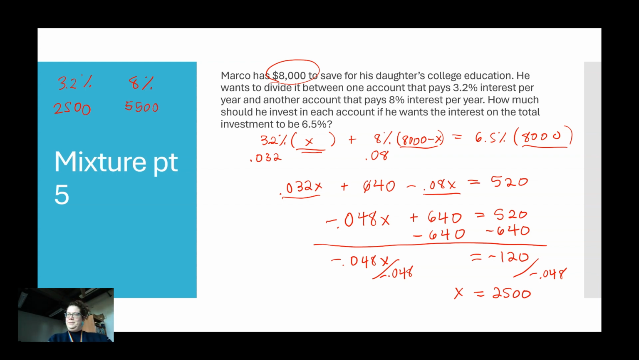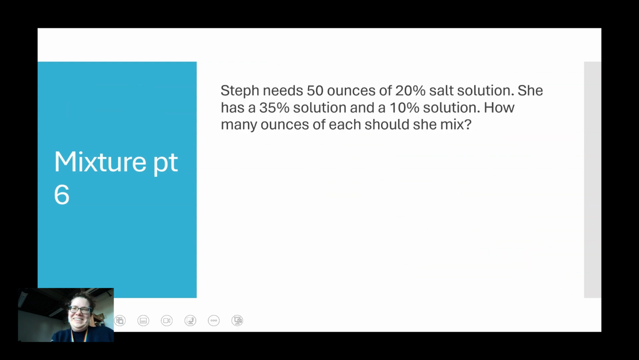I know these are kind of a lot to set up. They're not too bad to solve usually. The hardest part is the setup. We're going to do one more. Steph needs 50 ounces of a 20% salt solution. She has a 35% one and a 10% one. How much should she mix?